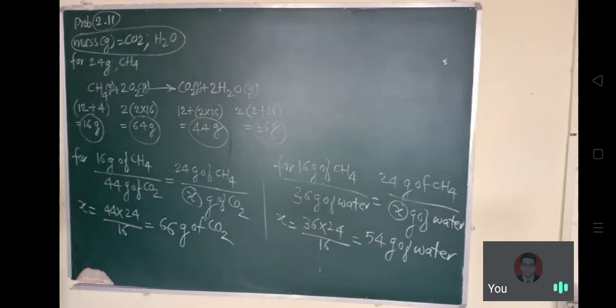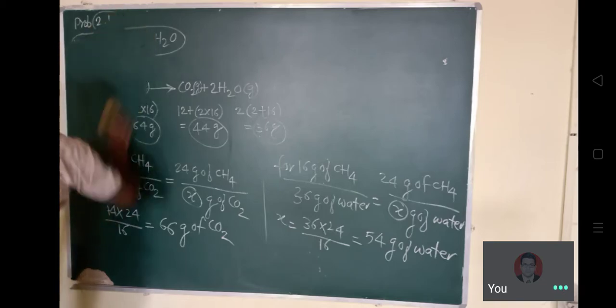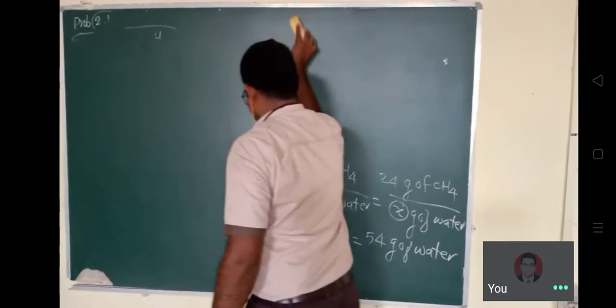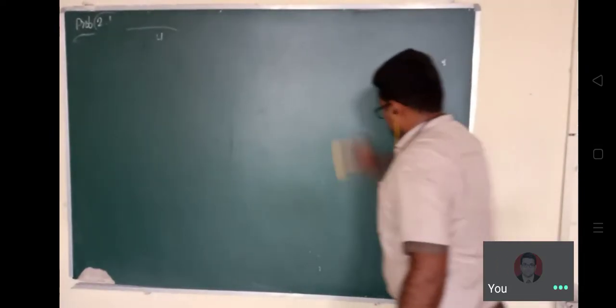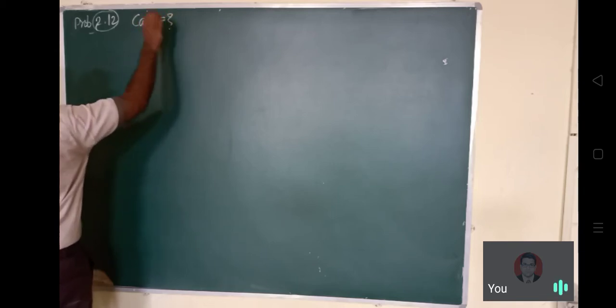Okay, we'll move to the next problem, number 2.12. Problem number 2.12 is about the decomposition of calcium carbonate. Calcium carbonate is given, and we have to find out how much calcium oxide will be produced by decomposition of 5 grams of CaCO3.